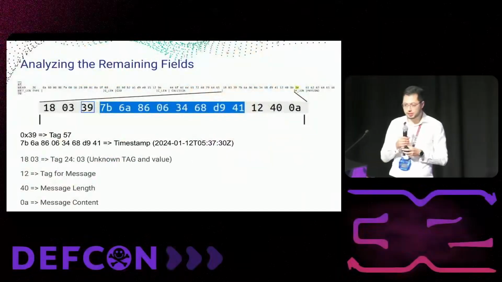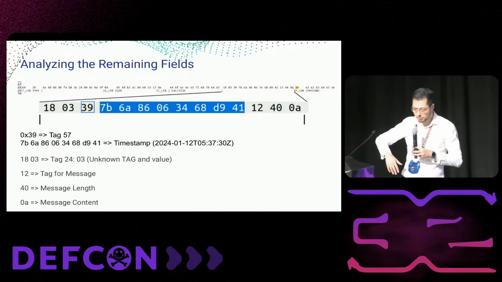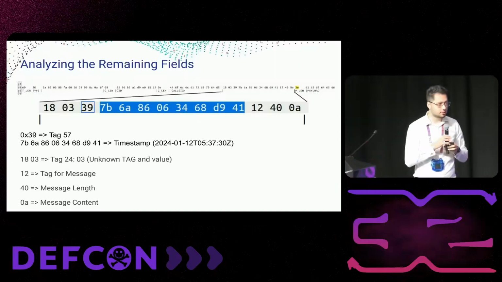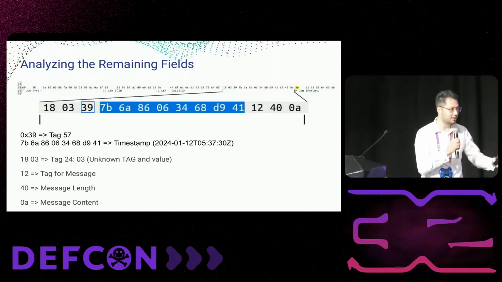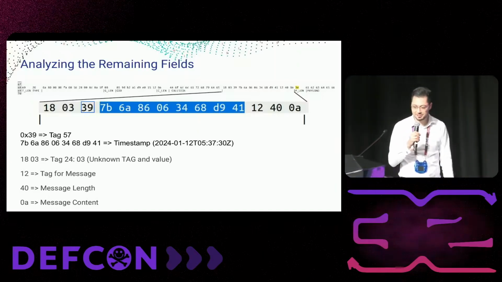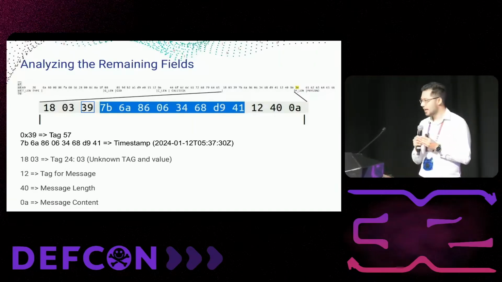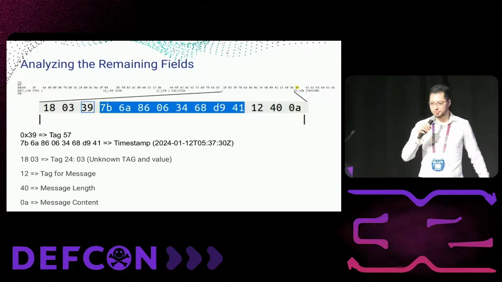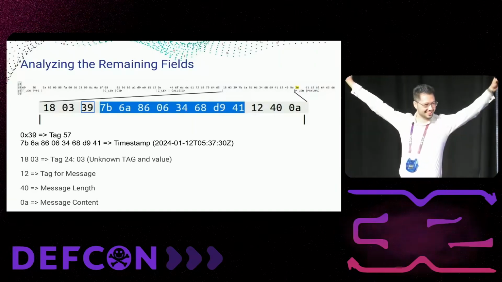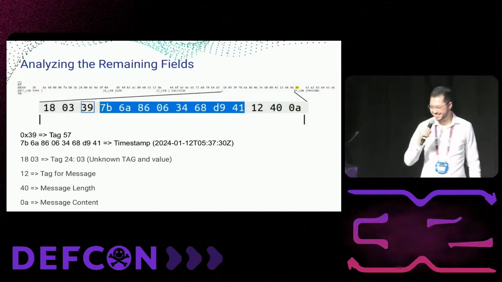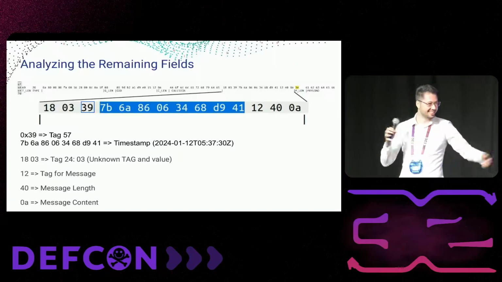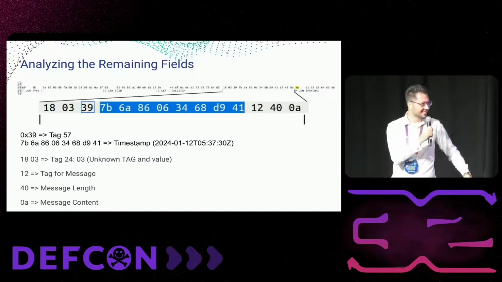100%. So in this case, we've shown what we discovered so far. So we go further in our analysis, right? We analyze the remaining fields. We see the field highlighted in blue. We decode that and figure out that it's the timestamp. You see here, January 12th, when we did the very initial capture. So that's pretty awesome. We also discovered these tags. And we knew we were on our way to something great at this point.